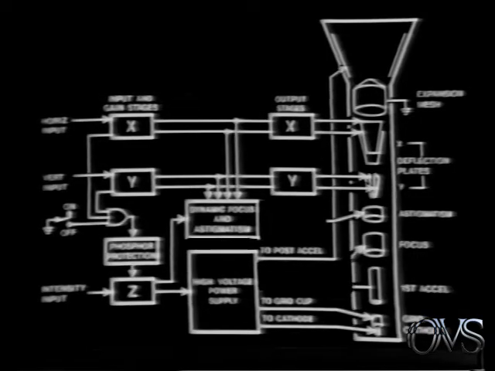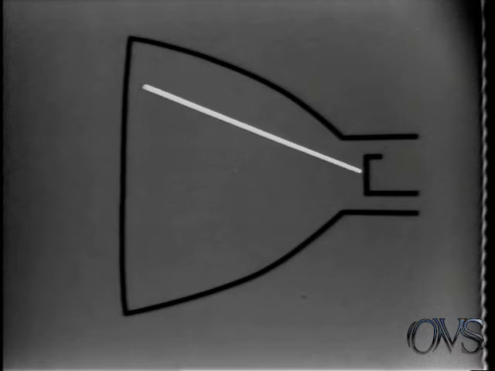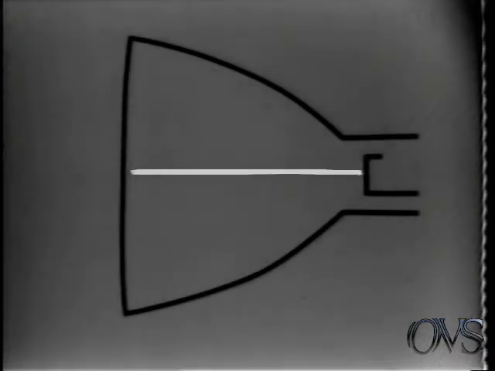The dynamic focus and astigmatism circuits use X and Y deflection signals to keep the beam focused and shaped as it is moved across the face of the CRT. As the electron beam is deflected away from center screen, the distance it must travel before striking the phosphor increases. In other words, beam 1 doesn't have to travel as far as beam 2 to strike the phosphor. This causes a slight defocusing of the display.